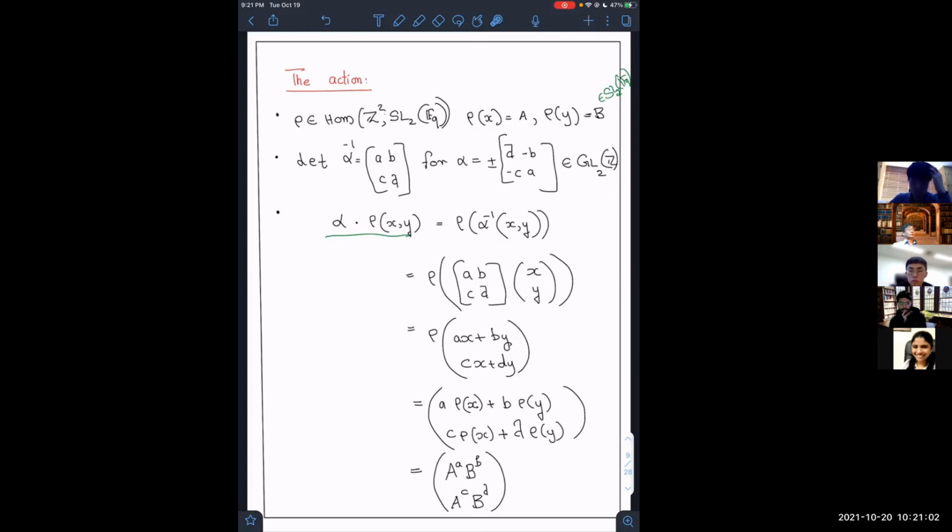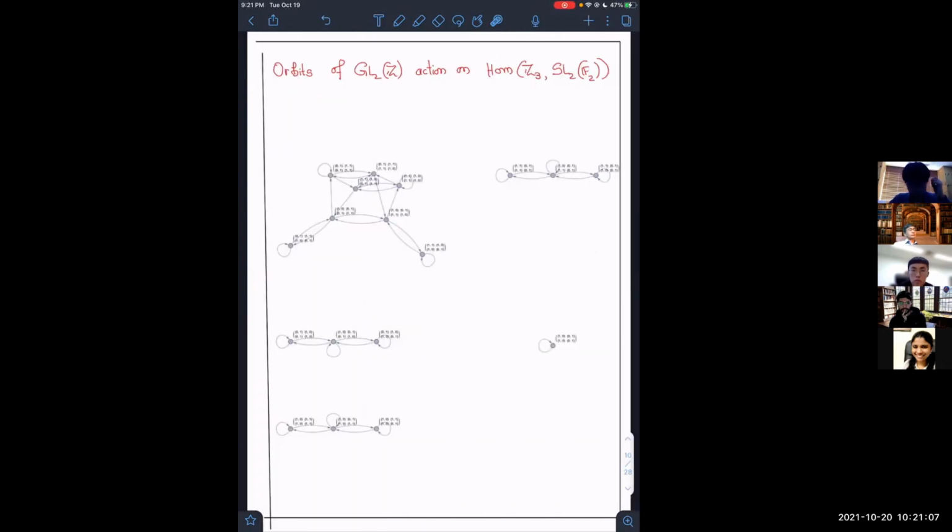So what I did, to get an idea of how this action looks, was to look at the orbits of this action. This is just to give a visual picture of what the orbits look like. This is the simplest case, where the prime p is equal to 2, so we only have 0 and 1. And there are 6 orbits. This is just the identity matrix, which is the central element, and it's by itself. And these are the other 4 orbits in SL2(F_2). Just by looking at it, we can see it's not transitive.